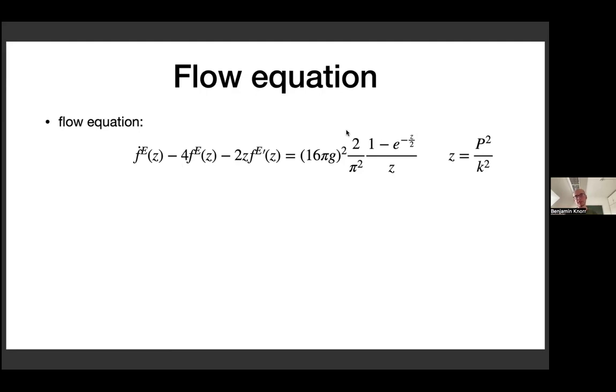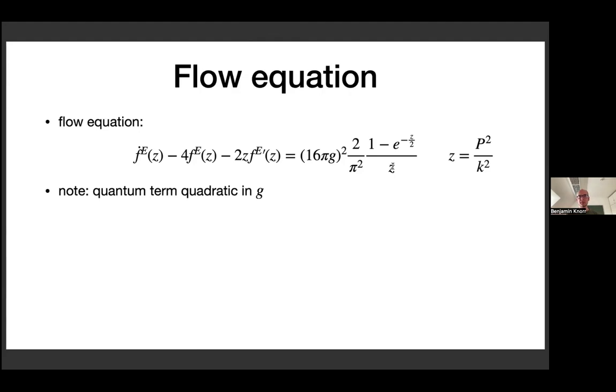And the right-hand side is really the diagram, if you want. So you see it's proportional to g squared, and then some relatively simple momentum dependence, right? So you get a 1 minus exponential of minus z half over z. This is completely regular, of course, at z equals 0, but also at z infinity, no poles whatsoever. Good, so it's really as simple as that. You sit down and you can derive this rather simple flow equation.